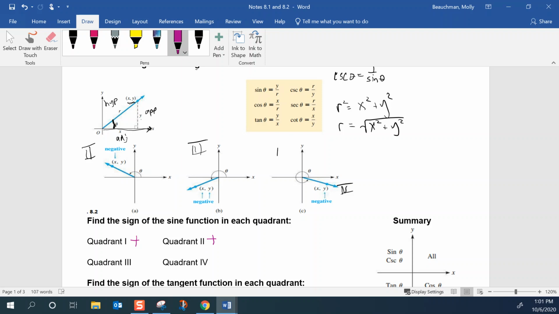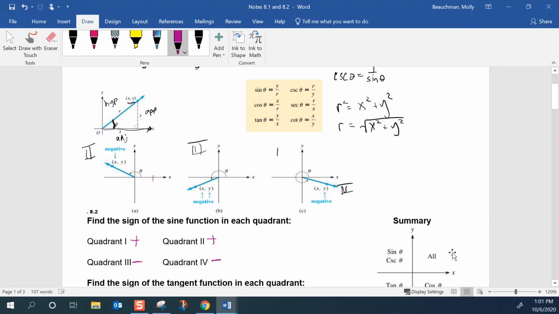In the third quadrant, both x and y are negative. So sine is going to be negative over a positive, so sine is going to be negative. And in the fourth quadrant, x is positive, y is negative. So the y is going to be negative, so that makes the sine negative in quadrant 4.